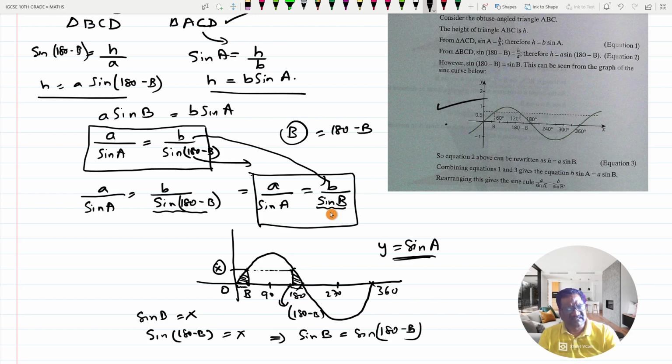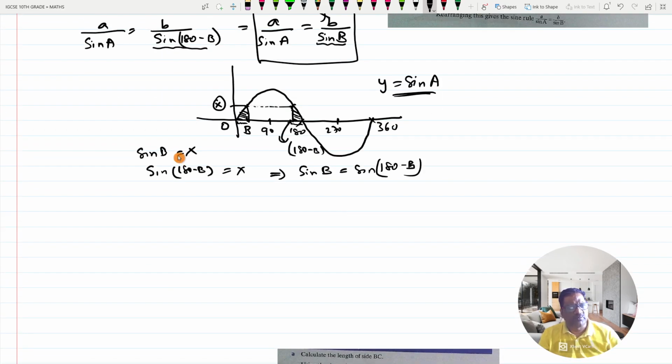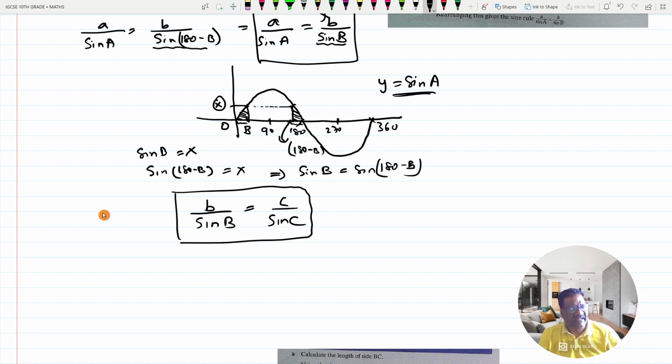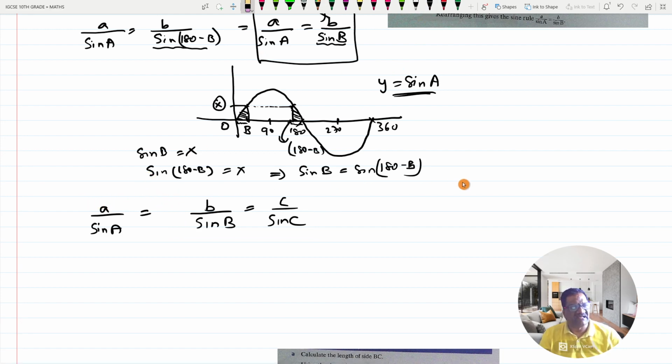Okay, now in the same way, if you want to prove, you can also prove this, that is b upon sine b is equal to c upon sine c. Okay, this can also be proved in the same way. So ultimately you will get a upon sine a equal to b upon sine b equal to c upon sine c. Now this happens to be your sine rule for your obtuse scalene triangle as well. Okay, so we have proved that the sine rule works for both obtuse as well as acute scalene triangles.